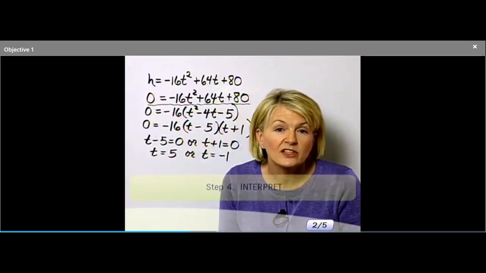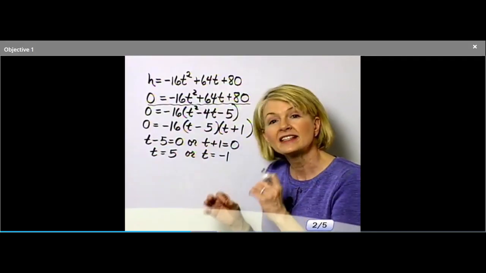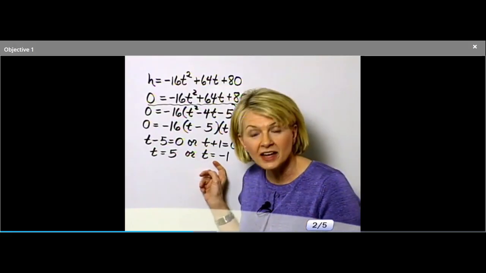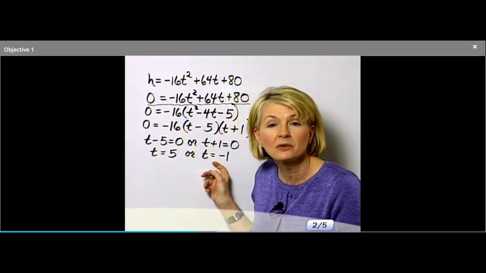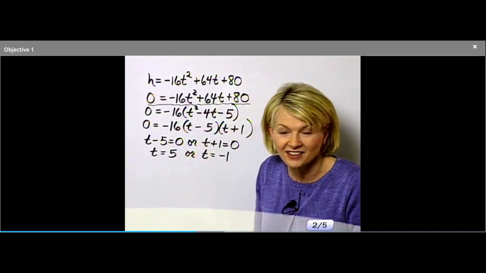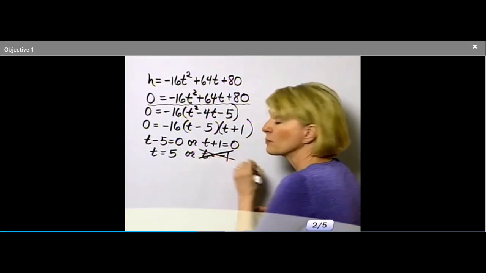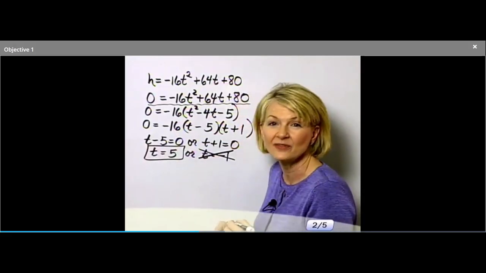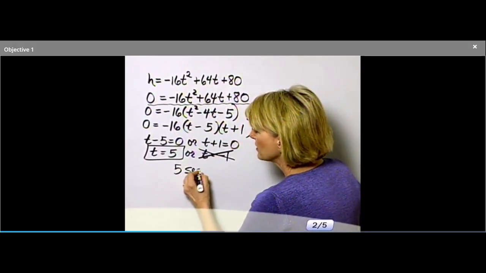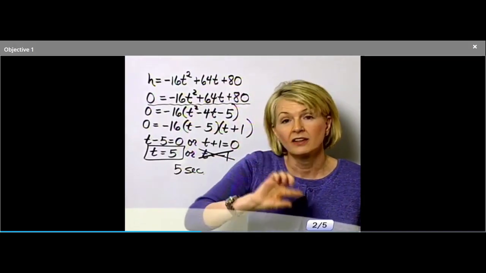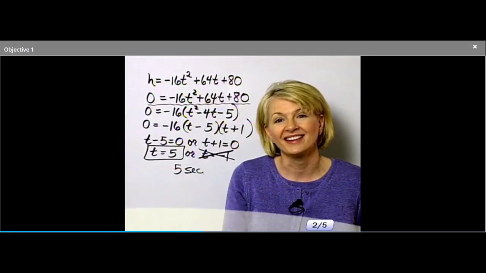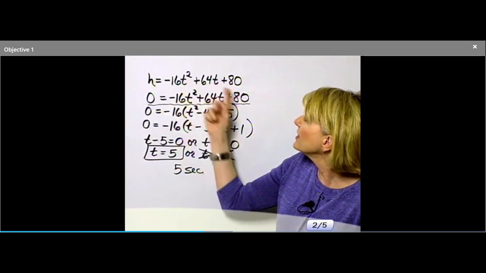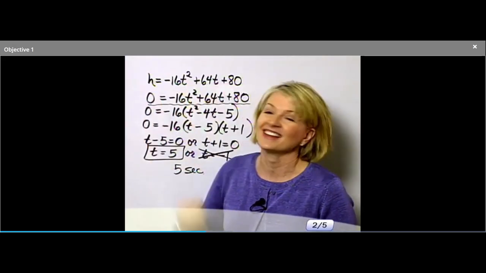But now let's think about the question posed to us. We're interested in the time when the object is on the ground or hits the ground. A time of negative 1 second would make no sense in our application, so we'll reject this possible solution, and our actual solution is 5. So in 5 seconds, the object will be thrown upward, go up, back down, and hit the ground. You can check by letting t be 5 here and here, and seeing that the height then is 0.